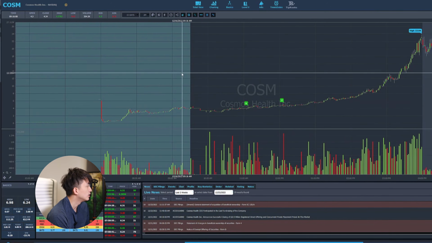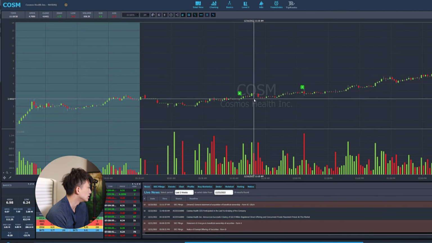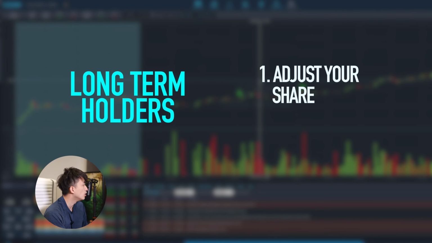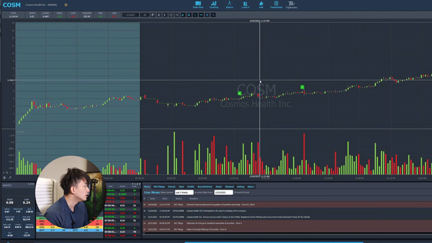That's why a lot of people got squeezed from there, because they did not understand how a reverse split really works. If you're a long-term holder of a ticker and the ticker does a reverse split, always adjust your shares and also the stock price. If you don't see any adjustment on your shares and stock price, then call your brokerage to see if they made the adjustment or not. I see a lot of people making a big mistake by not knowing how a reverse split really works, and they just try to sell for a large profit and it ends up the profit's not theirs, and they also lose their whole accounts because they short way too much.